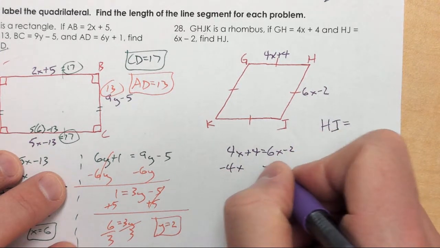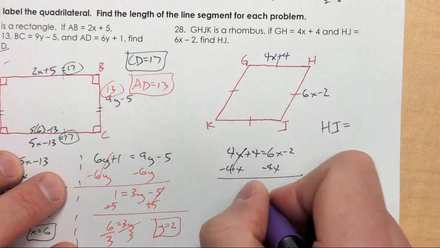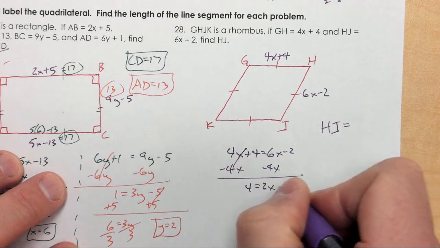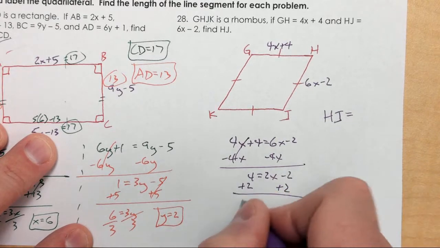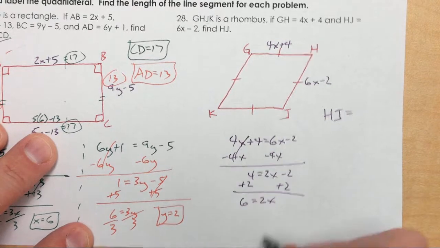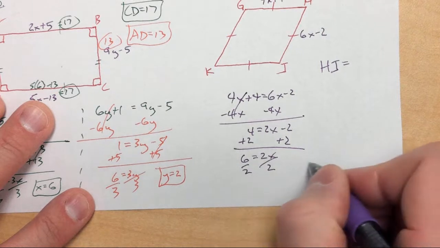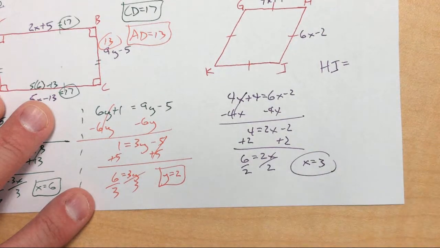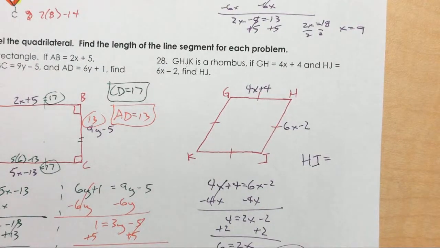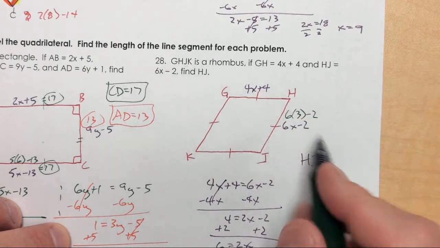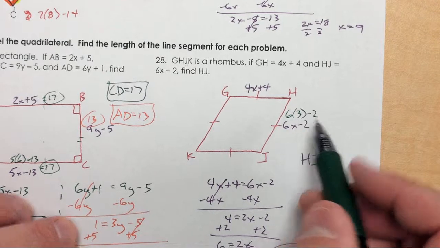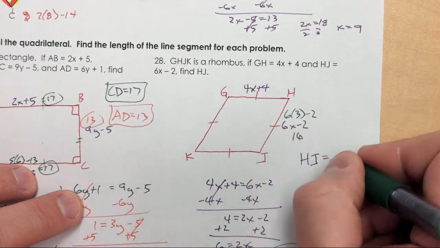I took away 4x from both sides to get x by itself. So 4 equals 2x minus 2. Add 2 to both sides, so I get 6 equals 2x. Divide both sides by 2, and x is 3. So I'm going to stick 3 into x here. So 6 times 3 minus 2. Well, 6 times 3 is 18. 18 minus 2 is 16.